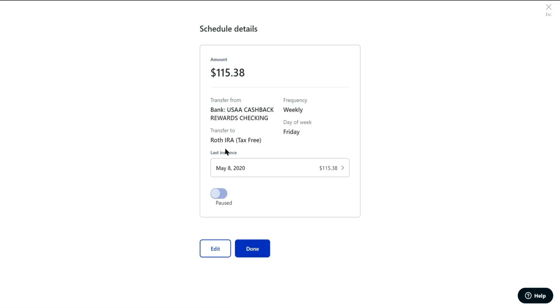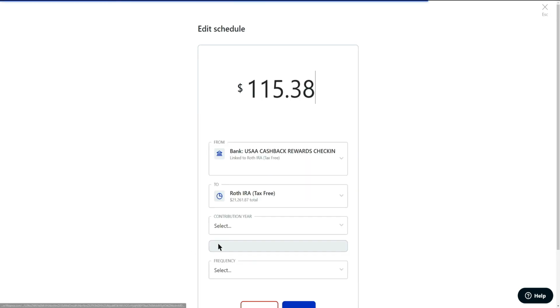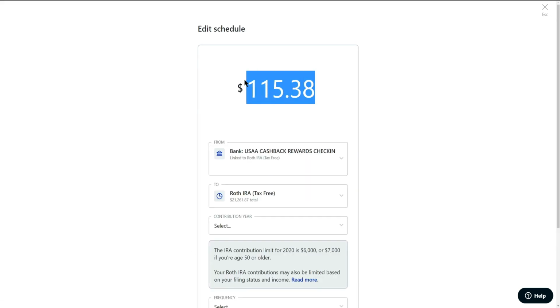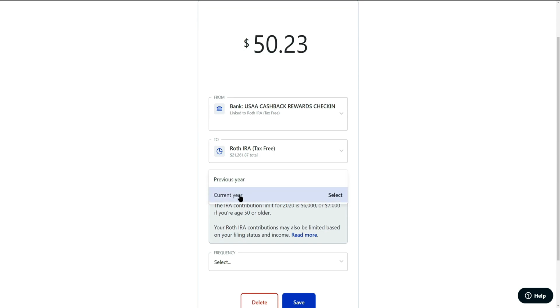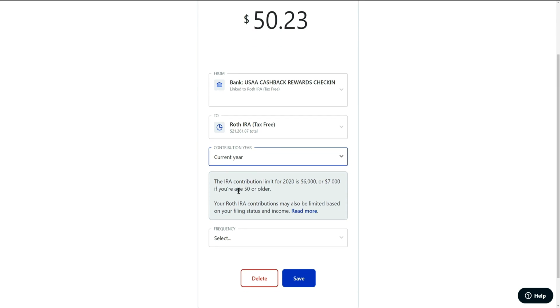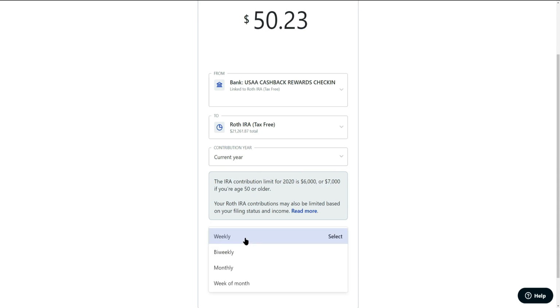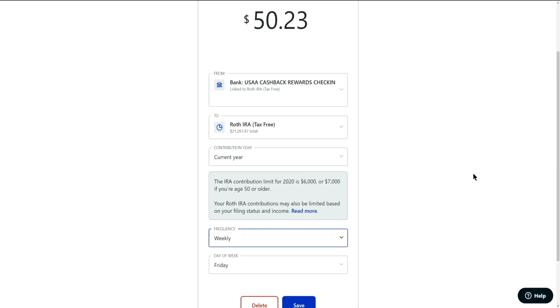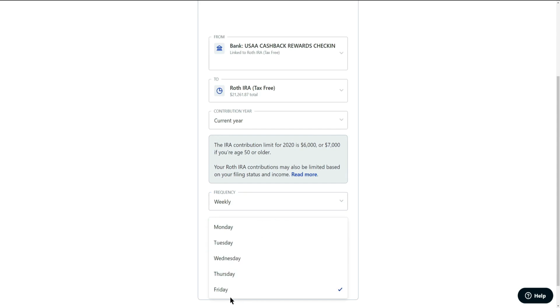So we're going to go ahead and select this. This one I'm not going to deposit. All I'm going to do here is select edit. I'm going to edit the amount to $50.23. I'm going to leave my bank account, my Roth IRA there. I'm going to continue to select the current year here because that is what we want to have done. I've already made the contributions for 2019 of $6,000. Now we're just working towards the 2020. And the frequency, we're going to select weekly, and we're going to continue to keep it Friday.